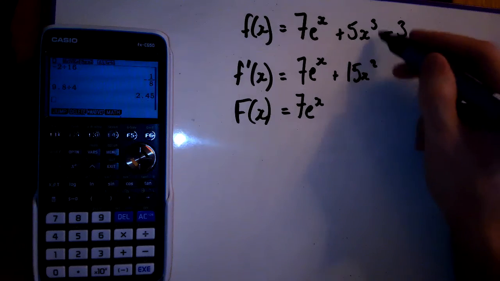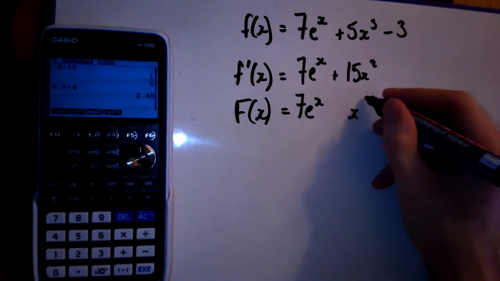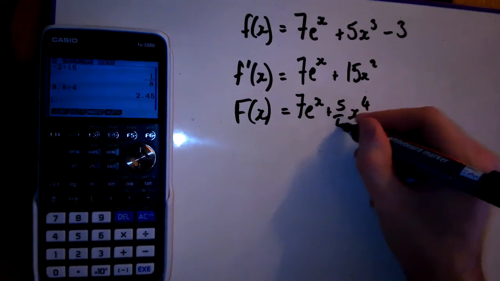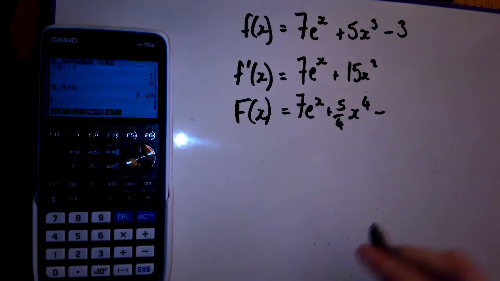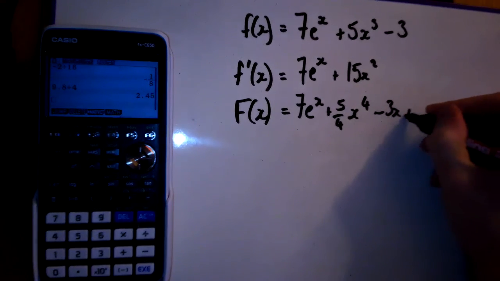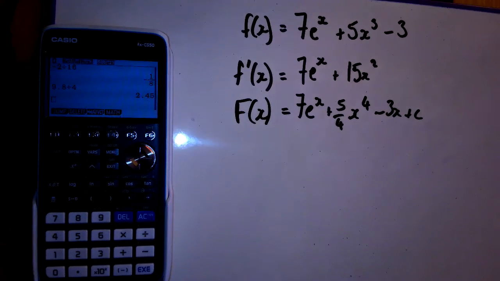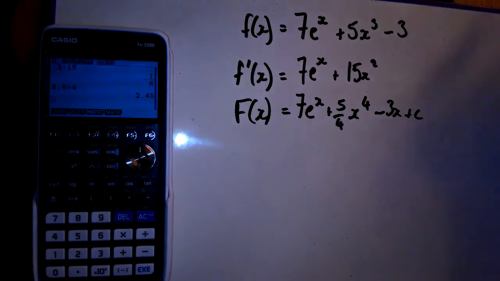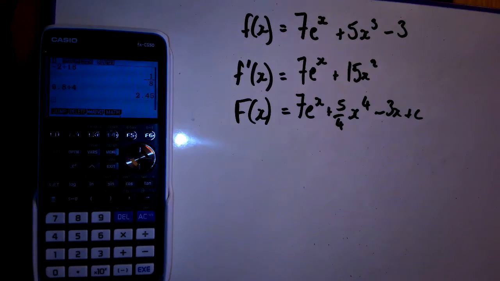Integrate 5x cubed, so add 1 to the power, and then divide by that power. So 5 over 4. Integrate minus 3 gives me minus 3x, and I need a plus c. When I integrate there's a constant of integration, I don't know what it is, I haven't got the information to work it out. So that's that.